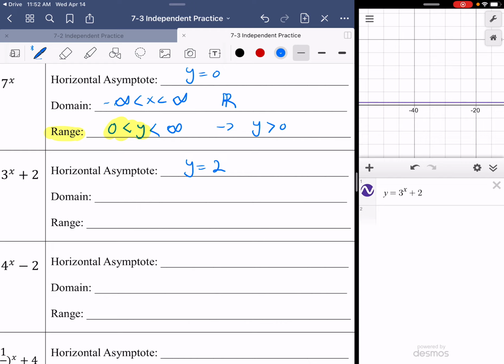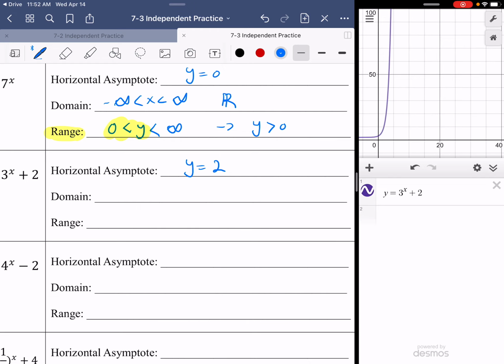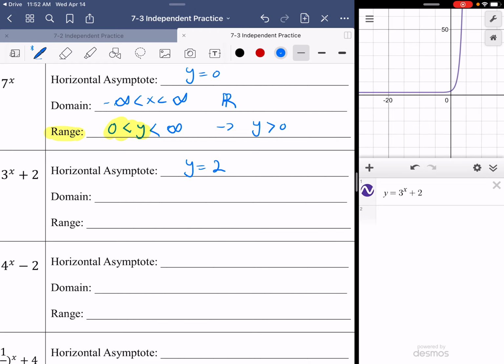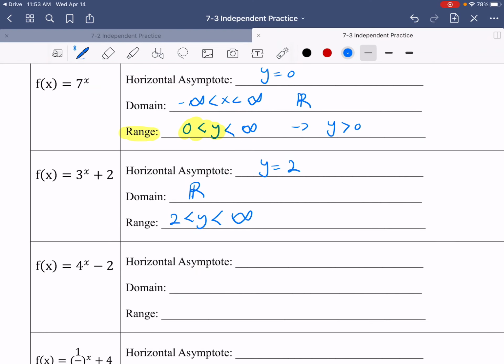Domain, it keeps going to the left, and slowly but surely it keeps going to the right. So it's gonna be negative infinity to positive infinity, which is all real numbers. Now, what's the range gonna be? Range is bottom to top again. The lowest point this one can get is 2, right? And the highest point this one can get is infinity. And we're gonna flip it, right? Because you wanna write the y value first. So like that.